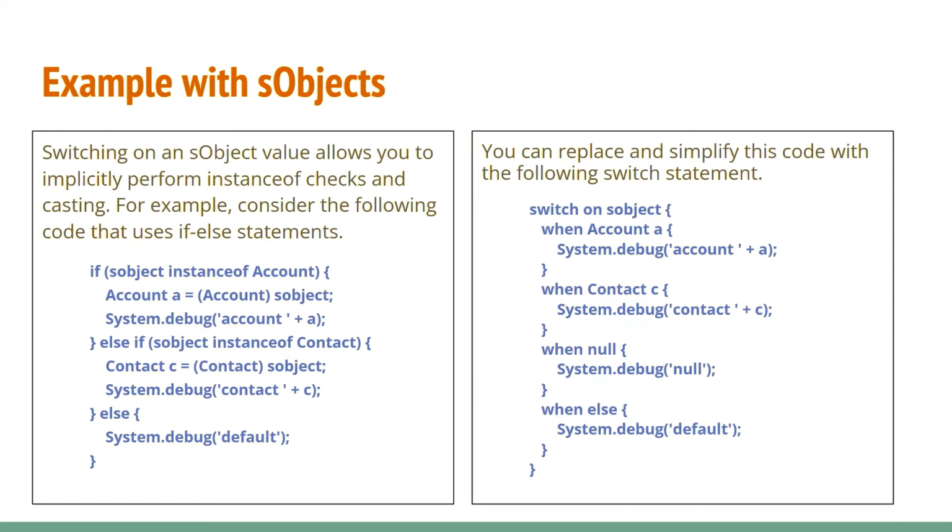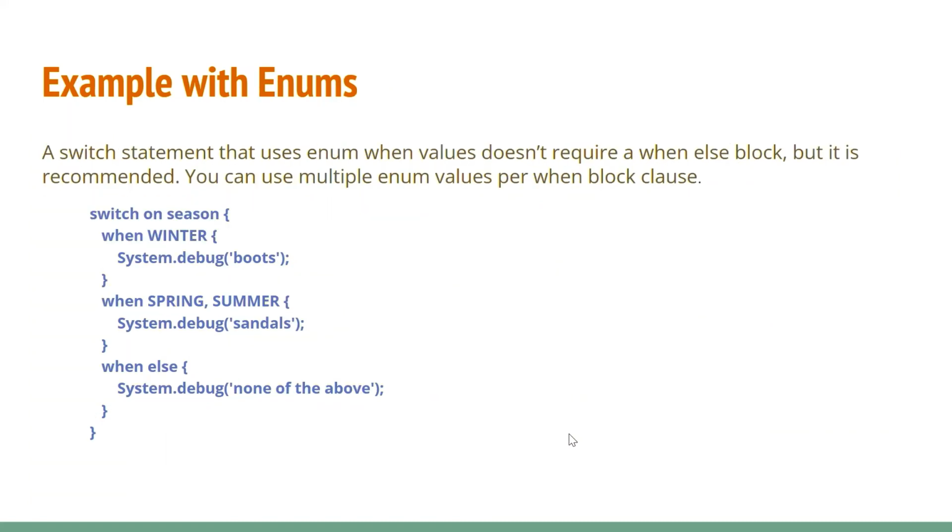So, switch on sObject. If it is Account, then just run this logic. If it is Contact, then this logic. If it is null, then this logic. And if it is not Account, not Contact, not null, then this logic will run.